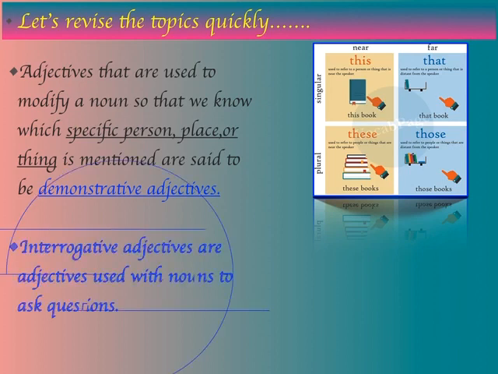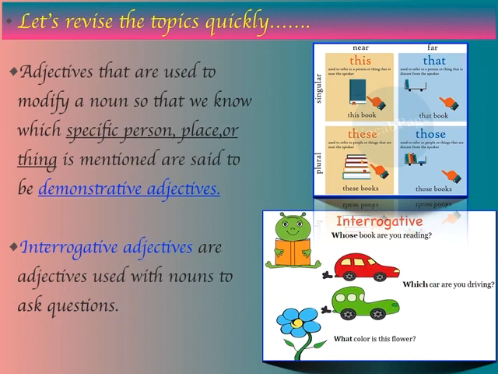Now let's see one more thing which we studied, that is interrogative adjectives. Interrogative adjectives are adjectives used with a noun to ask questions. That means the adjectives which are placed before the noun to describe the noun, and along with it, it also asks the question. So let's see the example over here. The first one is, whose book are you reading? So here the word whose, which describes the book, is also asking a question. So it is an interrogative adjective.